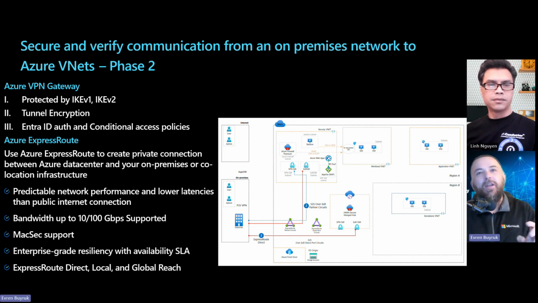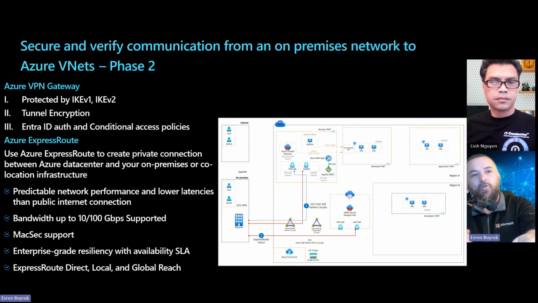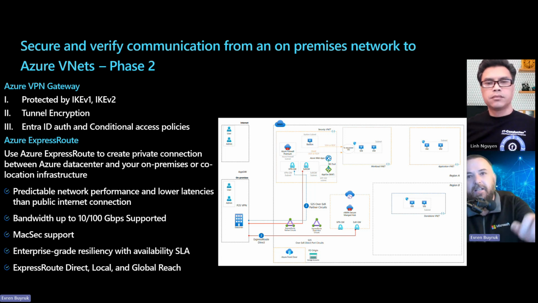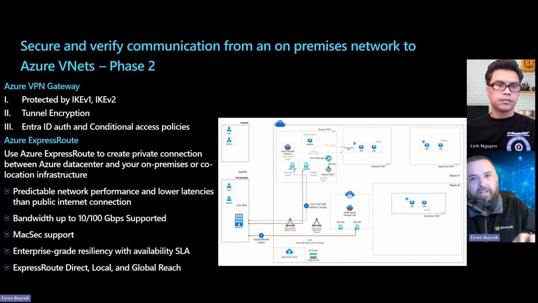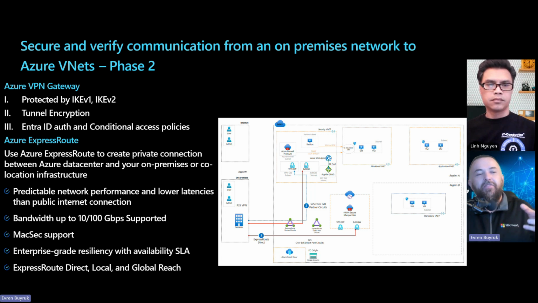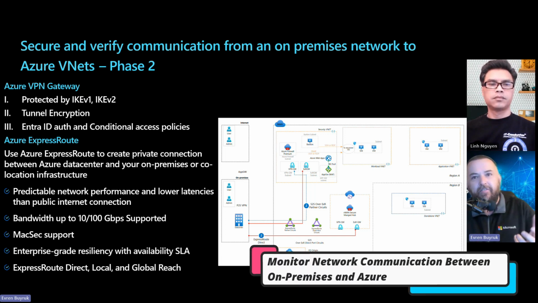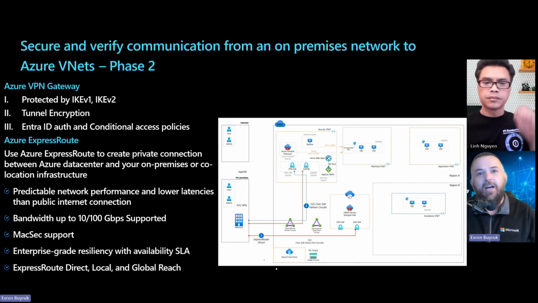Yeah, exactly. So this is going to give some more information on phase 2 of the reference architecture. As cloud migration becomes more prevalent across businesses of different scales, hybrid connectivity really plays a key role. So we let the customers know that it's very important not only to secure and protect, but also to verify and monitor the network communication between their on-premises network and Azure. This diagram simplifies that reference architecture for securing and verifying communication from an on-premises network to Azure.